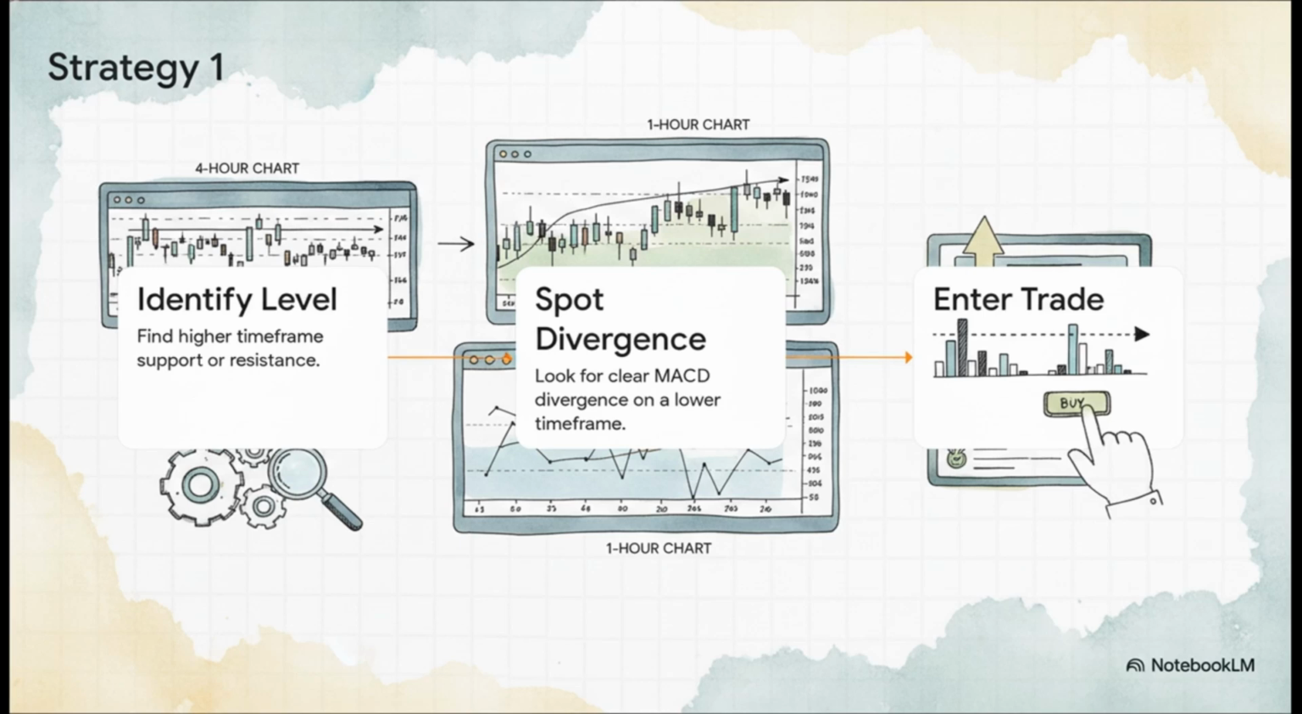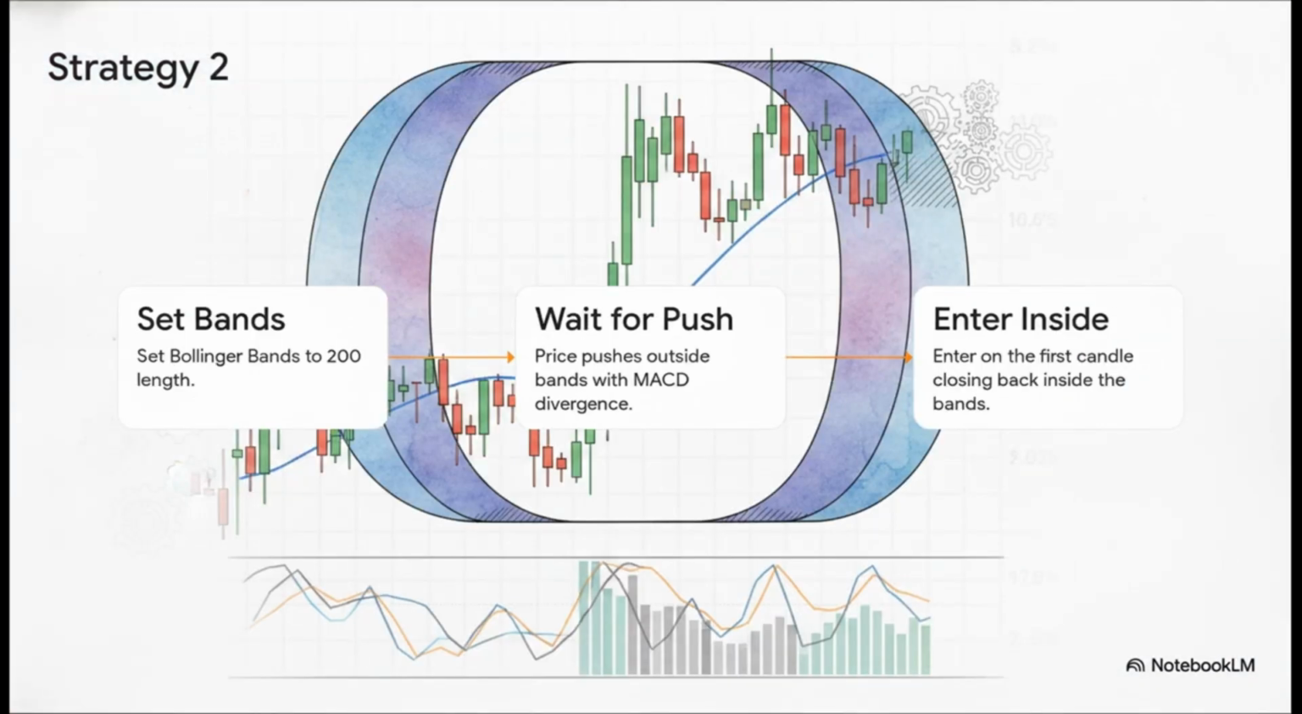And for our disciplined risk management, your stop loss must be tucked tightly just beyond that higher time frame support or resistance level. Next up is strategy 2, which builds out our reversal toolkit perfectly.